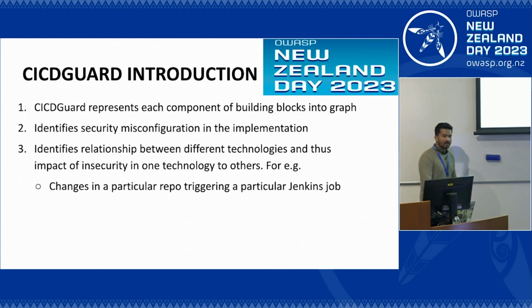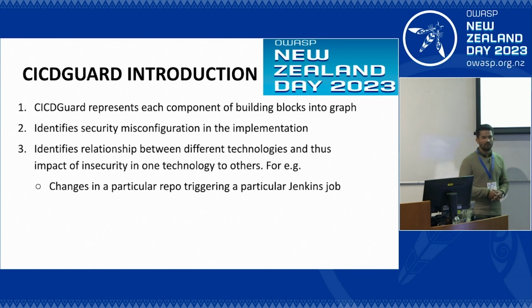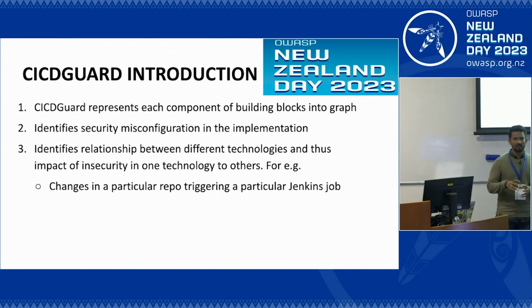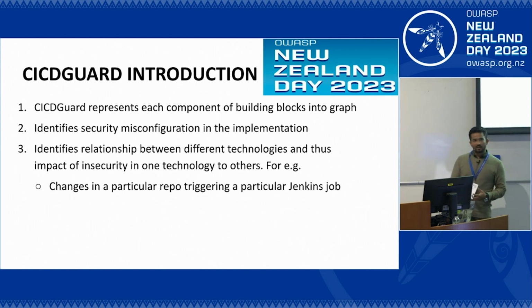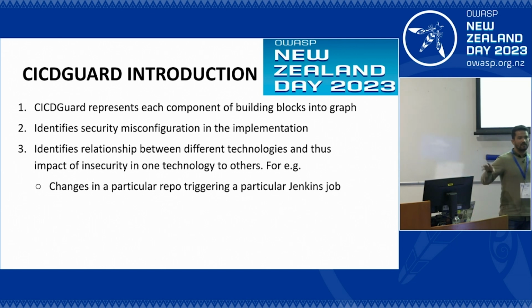For example, it's a very typical configuration that you have a change in a repository, let's say a pull request, and then a certain Jenkins job will be triggered. Because of this graph, you can know that this repo A is related to job B of Jenkins server C. In that way, it can build a relationship. I'll show you in a demo what I mean by that.